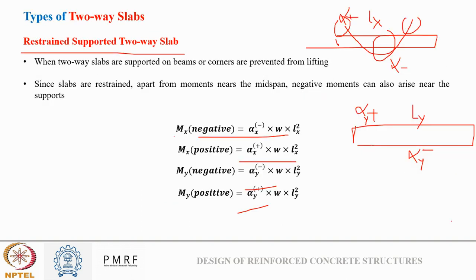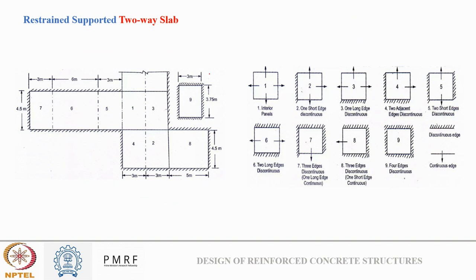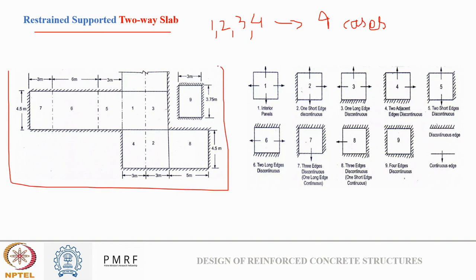Using the IS code. Now, what the code says when we are talking about restrained supported slab is that there can be restraint along one direction, along two directions, along three directions, or along all four directions. So in total there can be 9 cases about restraints. What are those 9 cases? You saw in the NPTEL lecture discussion also, where you saw around 3 to 4 cases. This diagram represents all 9 cases.